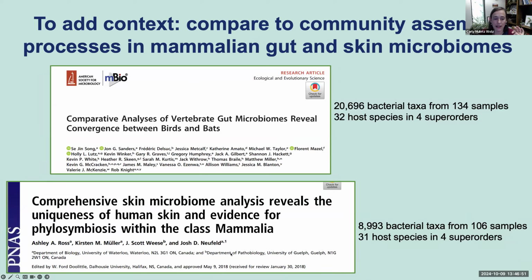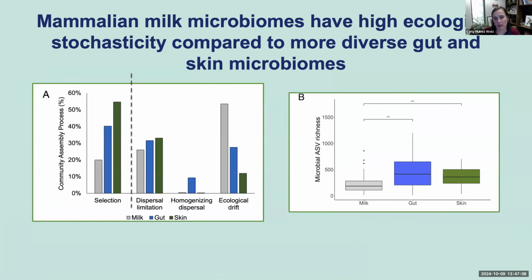So we took these 2 different data sets that have hundreds of species in them also, or multiple species at least, and we subset these data sets to be similar species that we had. So 32 host species here, 31 host species, and we did these assembly models to figure out what were the community assembly processes. So you have selection, and then you have these just stochastic processes that can happen. And in milk, selection was only about 20%, 40% in the gut, and about 60% in the skin. So much higher selection in those 2 other environments.